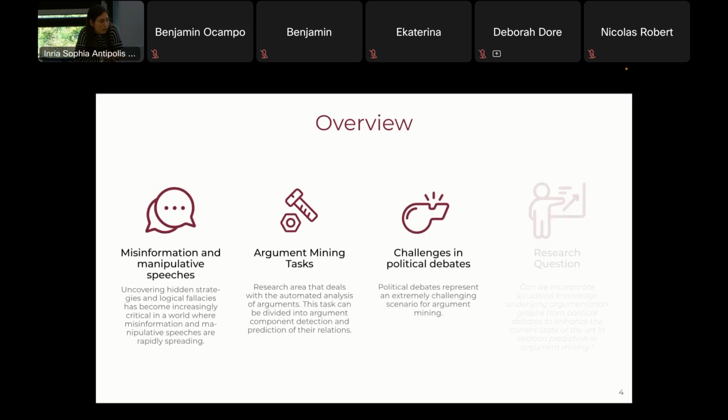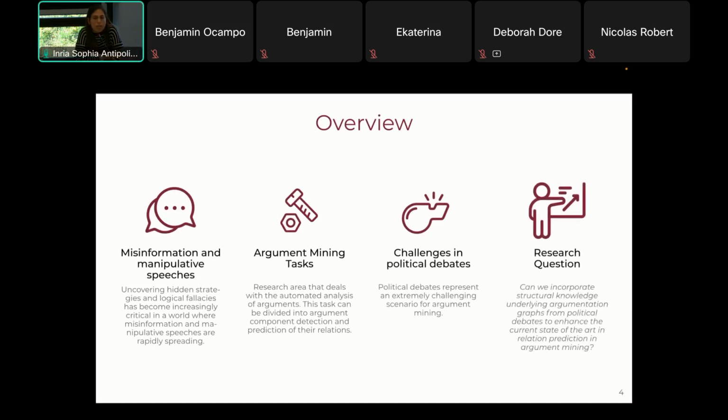Today, with the spread of misinformation and manipulative speaking, it's becoming even more important to uncover hidden strategies and logical fallacies behind someone's speech. With this goal in mind, we look into the contemporary field of argument mining that deals with the analysis of arguments. In particular, argument mining has been applied to various areas, and we want to focus on political debates that represent an extremely challenging scenario. This led to our research question: can we incorporate structural knowledge underlying argumentation graphs from political debates to enhance the current state of the art in relation prediction argument mining?